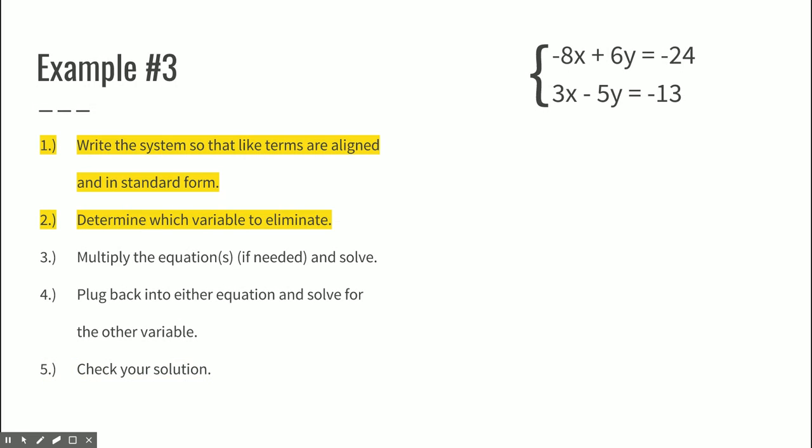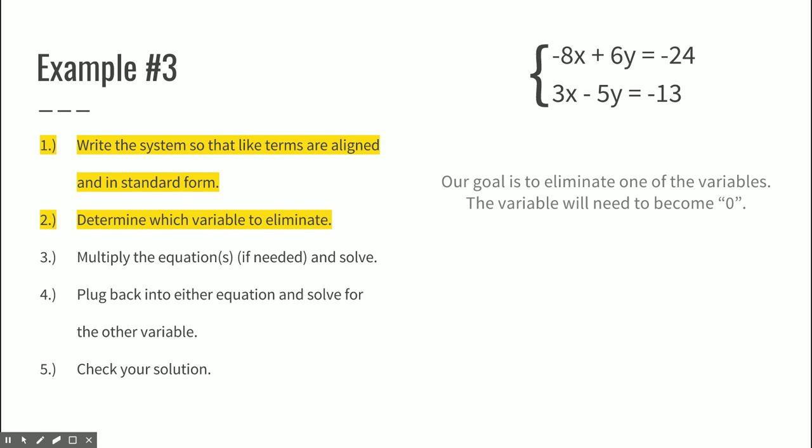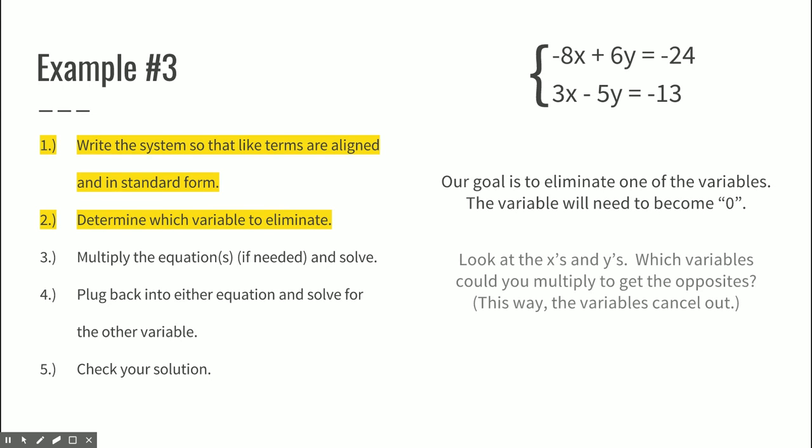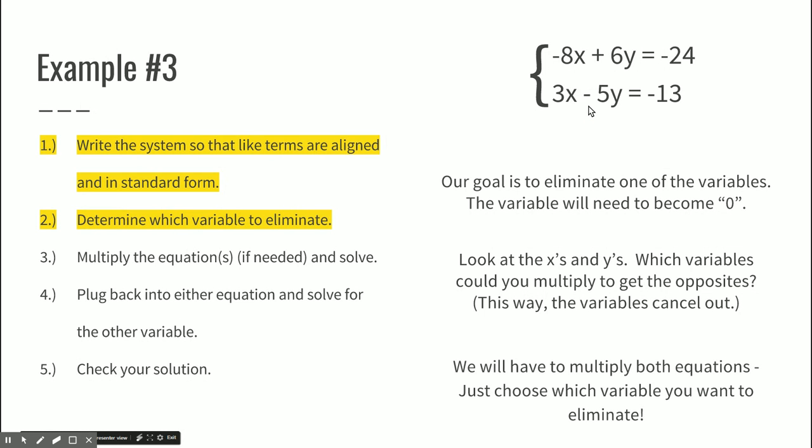All right, let's look at another one, this time where we might have to multiply twice. I know there's quite a few examples in here, but I want to give you a lot of things to be able to review. So again, our goal is to eliminate the variables so that one of them becomes 0. Now we look at the x's and y's, and this time it's not as easy because there's nothing I can multiply 3 by to get to 8, and there's nothing I can multiply 5 by to get to 6. So most likely I'm going to have to multiply both equations by some number. It really doesn't matter which one you choose, just choose the one you want to eliminate.